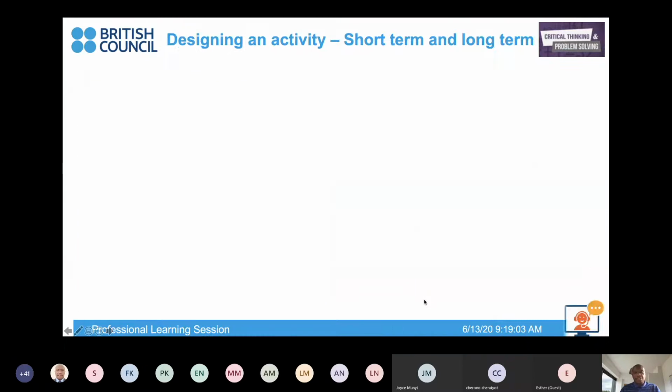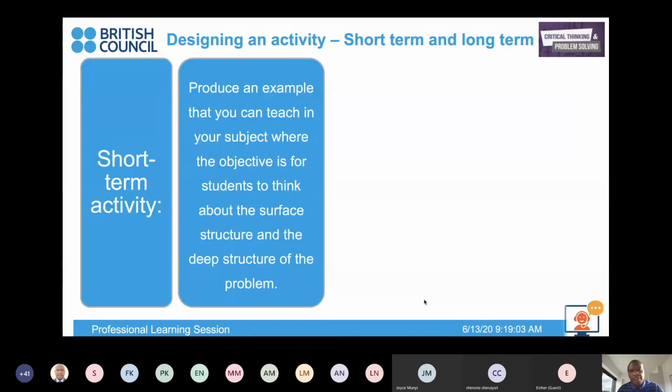Thank you, Joyce. So when you're designing an activity, you need to think of a short-term activity, for example, where you teach your subject objective and let them think about surface, and then the deeper structure of the problem. So within the lesson, you can have the surface aspect, as Jenna said, and Lizzie is saying by doing, they make their own meaning.